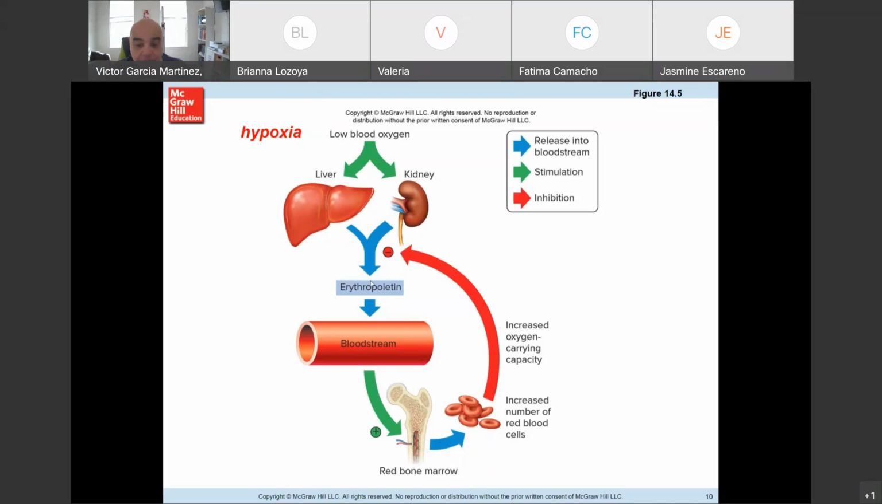Then when you send erythropoietin through the bloodstream and it reaches the red bone marrow, you're able to produce more red blood cells. When you increase the number of red blood cells, you're able to increase the amount of oxygen that you can deliver to your tissues. Then, when you produce more red blood cells and you have enough oxygen, then you decrease the production of EPO. That's a way to control the amount of oxygen in our tissues and to control the number of the erythrocytes in our blood.